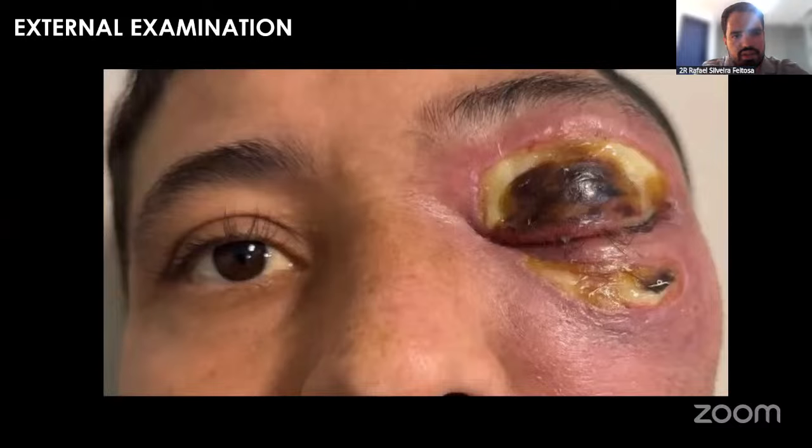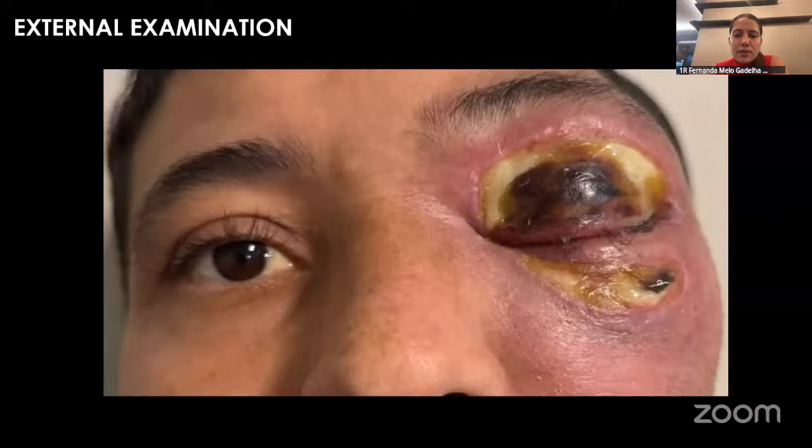So, for external examination, good evening, everyone. My name is Fernanda. I'm a first-year resident at this service. Here in the external examination, we can see the external aspect of both eyes. On the right eye, the eyelids and the eyelashes appear normal. The conjunctiva is clear, the cornea transparent, as said, and the iris appears trophic. On the left eye, there is a marked periorbital edema, which is indurated and extensive, associated with areas of necrosis and purulent discharge.